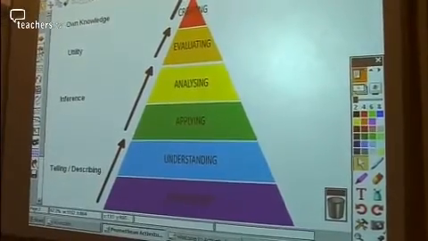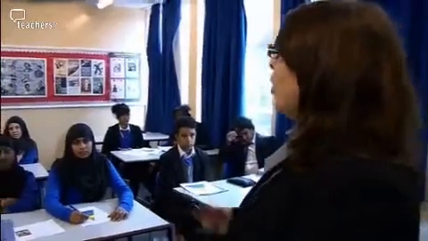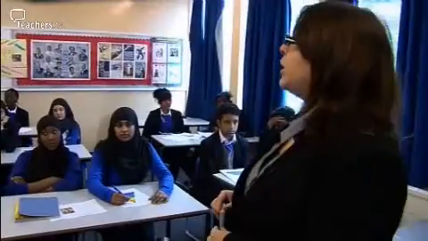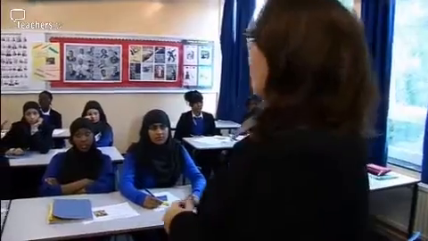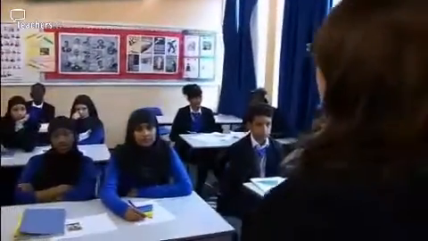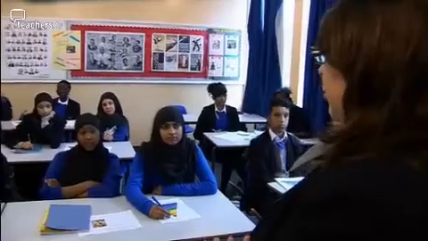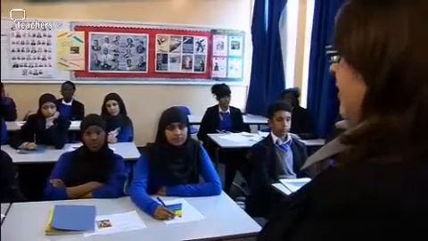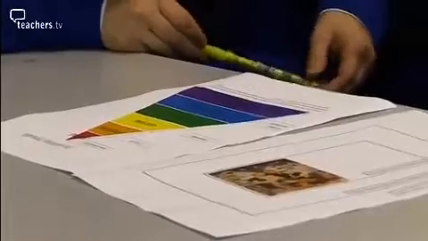What we're going to be focusing on today is how the learning pyramid can actually help you in your understanding of source analysis. So we are going to be looking at a source about women in Nazi Germany, and you're going to be using the learning pyramid to help you develop your understanding of how to answer source-based questions.